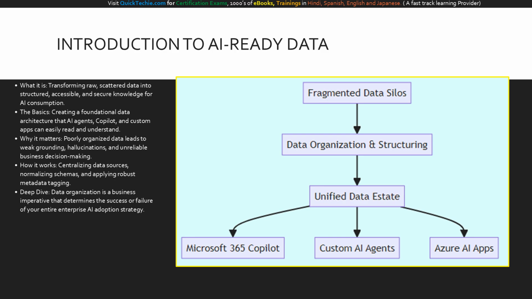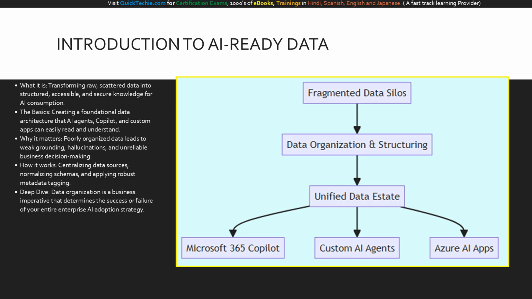Throughout this training, we will explore how to take scattered data silos and convert them into a unified data estate that powers high-confidence, enterprise-grade AI interactions. We will cover the what, why, how, and when of preparing your enterprise data for the AI revolution. Let us take a look at the flowchart on your screen.